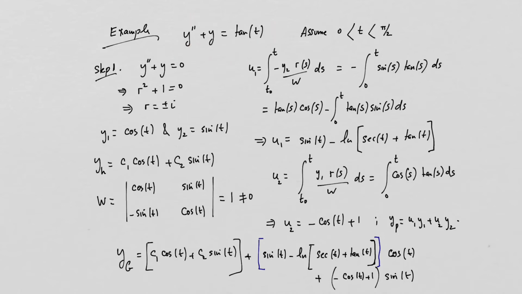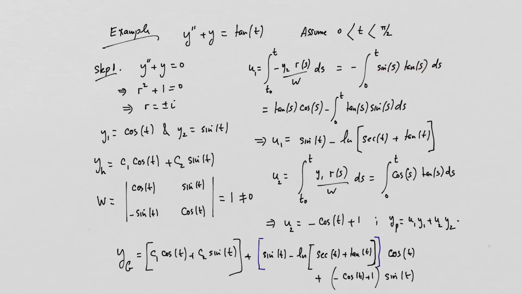So I'm giving you this function, and I'm just assuming t, this is in the first quadrant. t runs from 0 to pi over 2. So you could write the integral from 0 to pi over 2 eventually. So u1 is negative y2 times r of t over w. You already know y2. You already know r of t, which is tangent of t. And w is 1. And therefore, you get the integral of sine s tangent s ds. From 0, I should write pi over 2 here, but that's okay. I didn't want to waste your time.